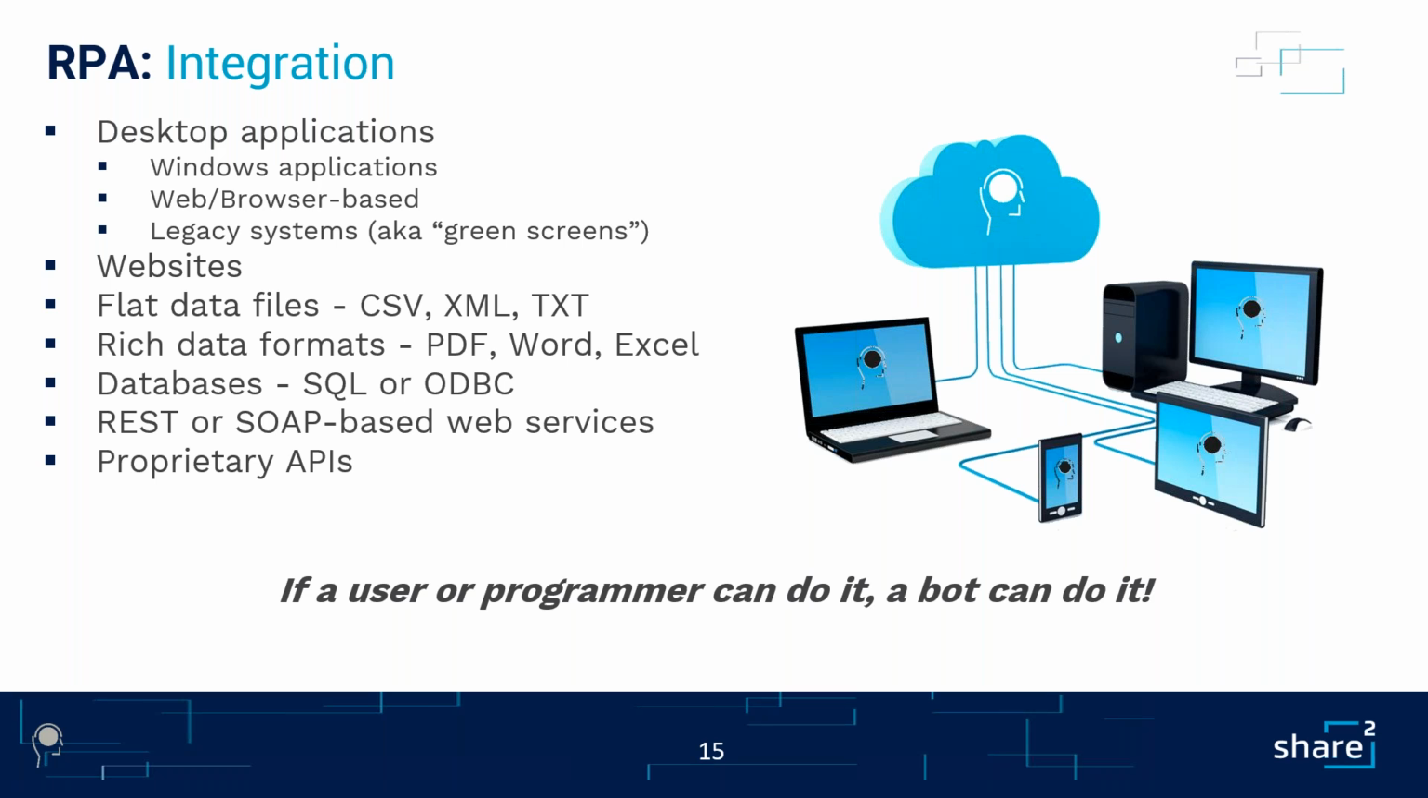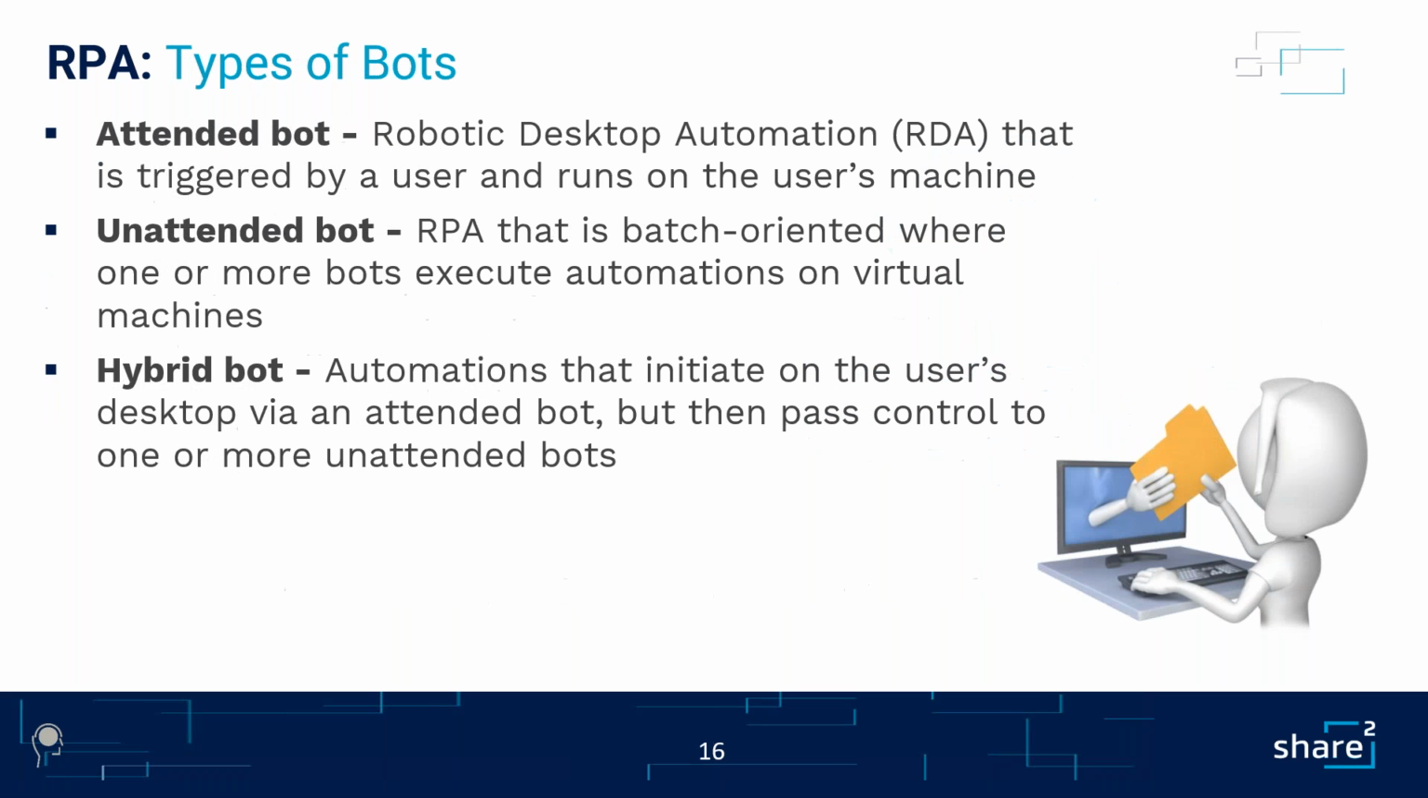Websites, files of all types, flat files, rich data format like Word, Excel, PDF, access to databases, web services through REST or SOAP-based interfaces, and proprietary APIs. The bottom line is, if a programmer can do it, or a user can do it, a bot can do it. And the wisdom that comes with experience is knowing where to apply it and where not to apply it. Because of this incredible breadth of capabilities, RPA can quickly become that hammer that makes every integration project look like a nail. So with a little bit of experience, you figure out where it works best and where it's not appropriate. Next slide, please.